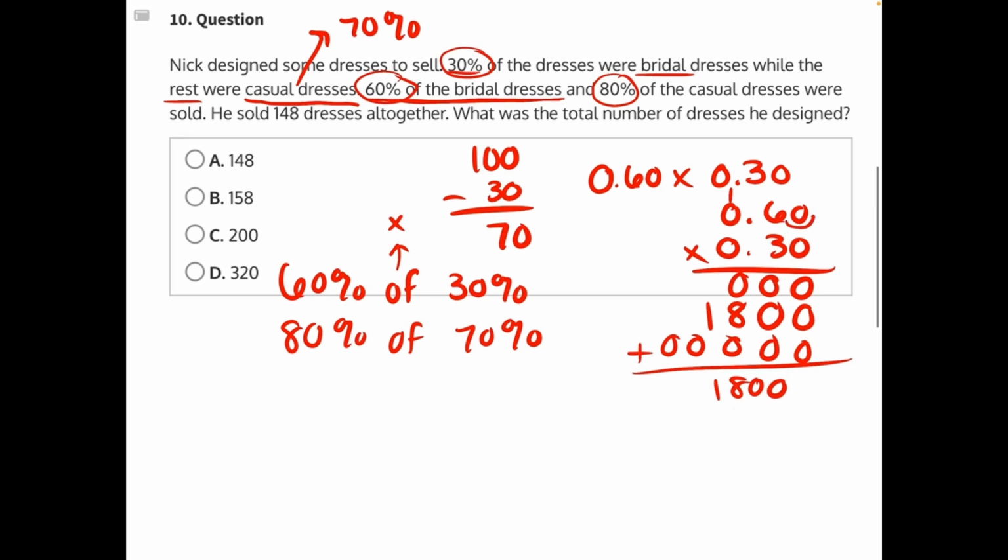You will count up your decimal places in your multiples, so we have 1, 2, 3, 4, and then you can apply it to your answer. 1, 2, 3, 4. So the answer is 0.18 for our bridal dresses.